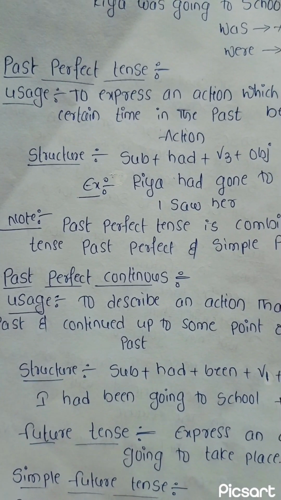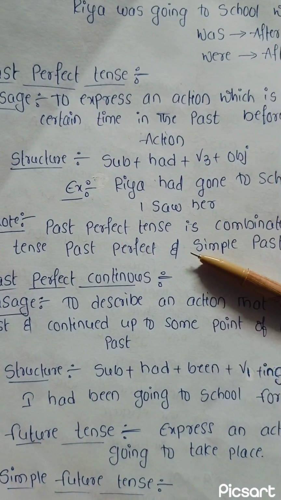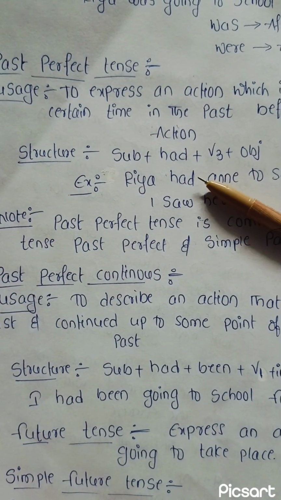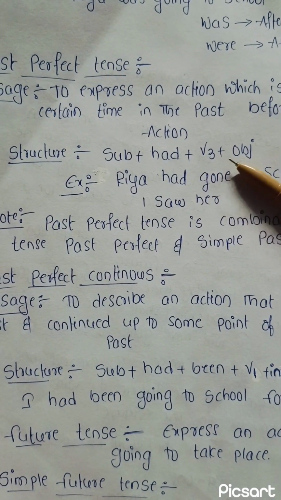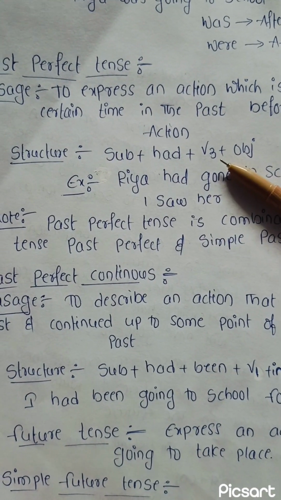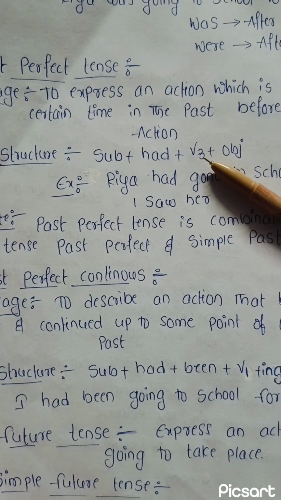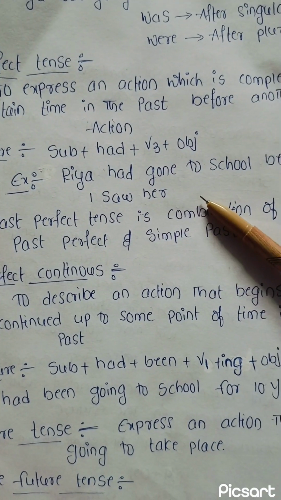Next one is past perfect tense. It is used to express an action that is completed in the past before another action. Structure for this tense is subject plus had plus V3 plus object. Here we have to use V3 form because it is a past perfect tense. So that we have to use V3. For example, Ria had gone to school before I saw her.